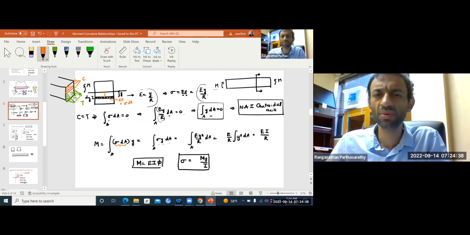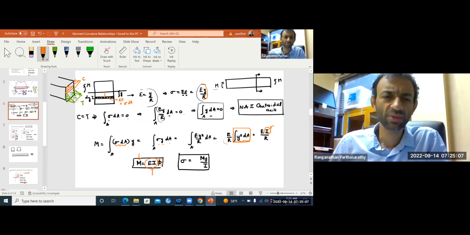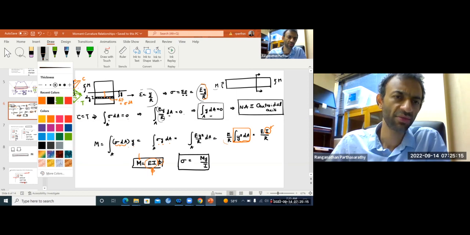So you substitute sigma is Ey over r, then you get E over r times integral of y squared dA, which we know is the second moment of the area about the neutral axis or centroidal axis, and that is the moment of inertia. Okay, so you get moment is equal to EI times the curvature. And EI, let's just write in a different form.